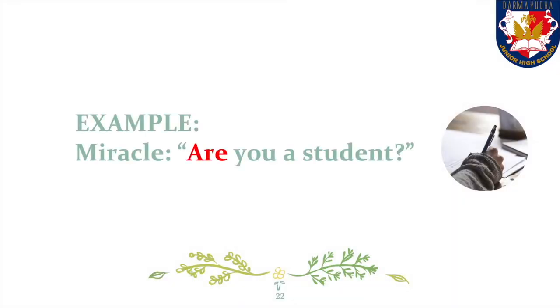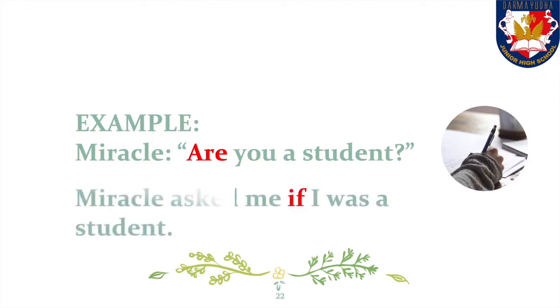Let's look at the example. Miracle said, are you a student? From this question, the answer must be yes, I'm a student or no, I'm not a student. And the indirect speech of this sentence is, Miracle asked me if, remember, we have to use if in the middle of the sentence, if I was a student.